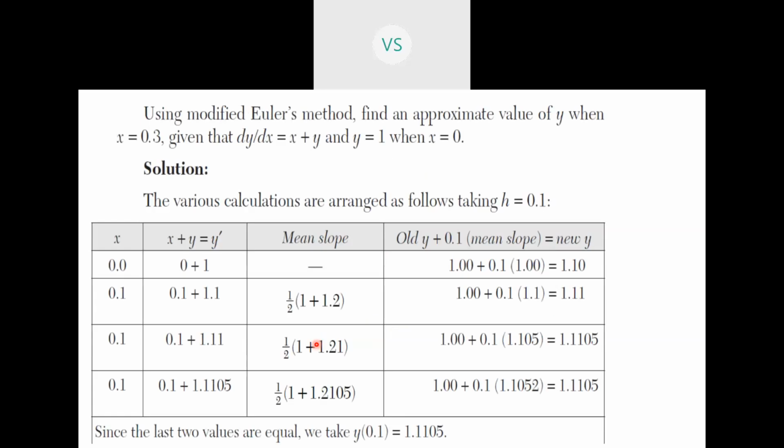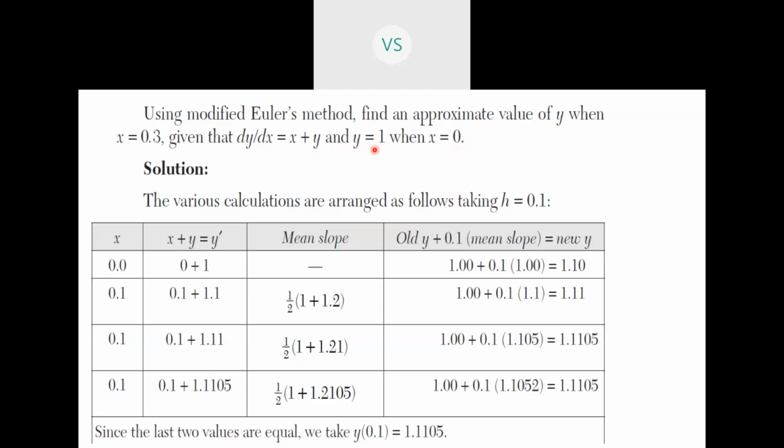Now consider an example over here. Using modified Euler's method, find an approximate value of y when x is equal to 0.3. Given that dy by dx is equal to x plus y. Now x plus y is the function over here. The initial condition is given to you: at x is equal to 0, what is the value of y? It is 1.